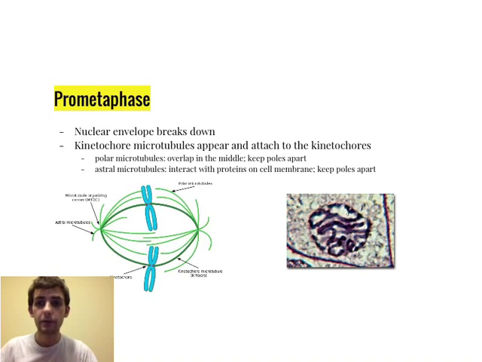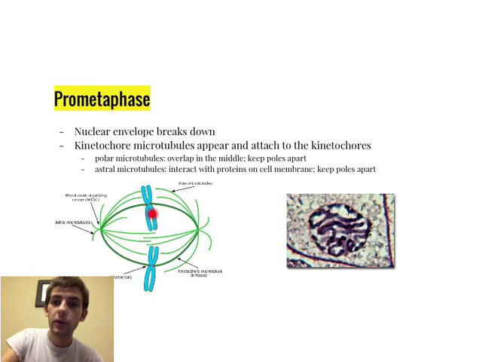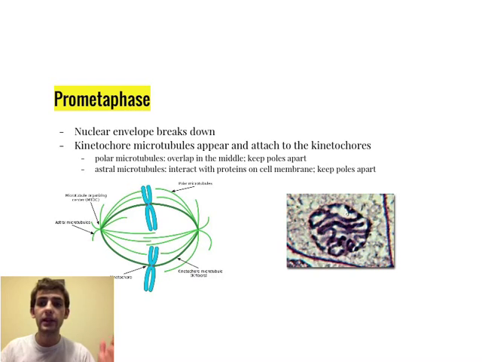We have two more types of microtubules. You have something that's called polar microtubules. That's going to be these guys right in the middle that are overlapping, and their job is simply to keep the poles apart from each other so we can pull those chromosomes apart. And then you have things that are called astral microtubules. These protein tubules will interact with proteins on the cell membrane, and it's also to help keep the poles apart.